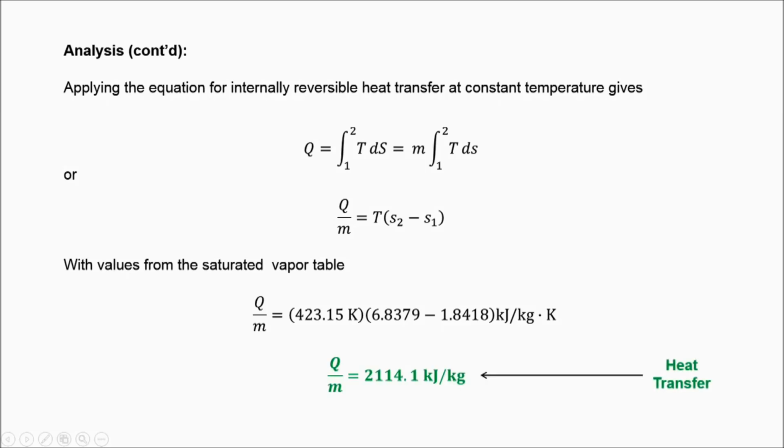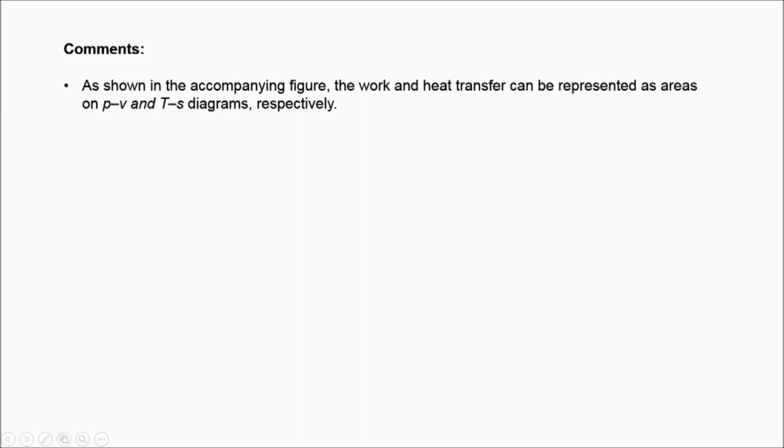The heat transfer per unit mass for the entire process is then evaluated to be Q over m is equal to 2114.1 kilojoules per kilogram, which is the second answer we were seeking. The positive sign indicates that the heat is being transferred into the system. As shown in the PV and TS diagrams, the work and heat transfer can be represented as the area under the curve in those diagrams.